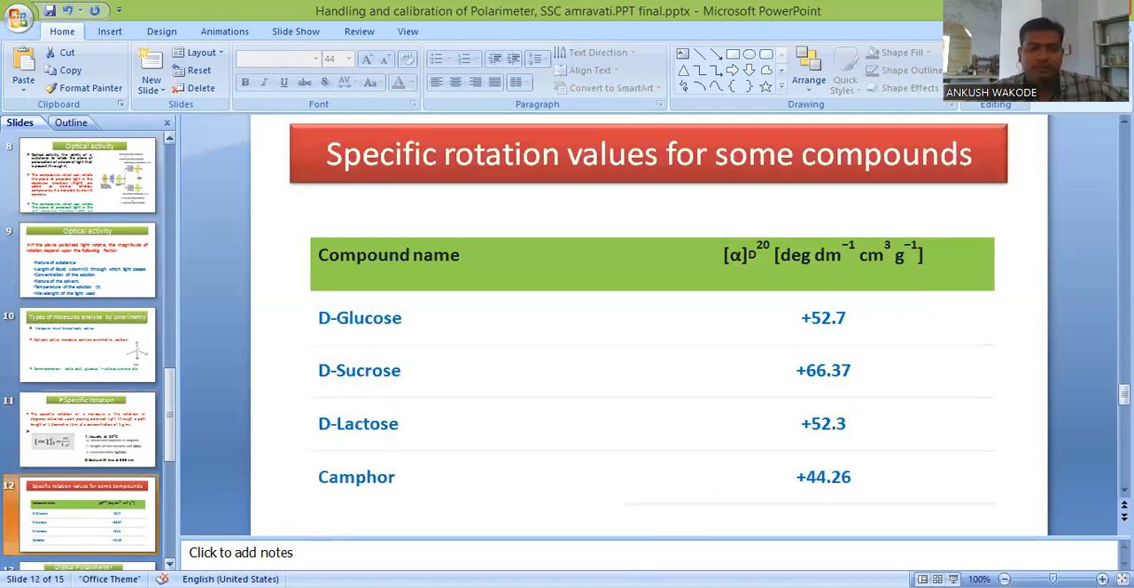Now there are some compounds which show specific rotation, and there are some values. For D-glucose, it is plus 52.7. For D-sucrose, it is plus 66.37. For D-lactose, it is plus 52.3, and for camphor, it is plus 44.26.